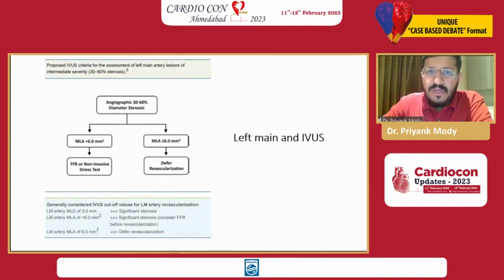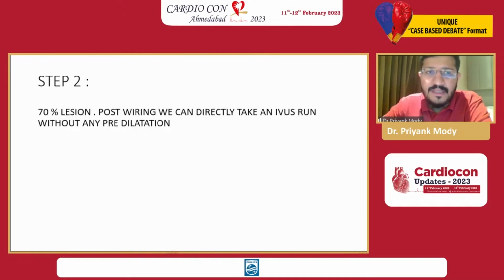So there was a correlation between IVUS and FFR, and an MLA of more than 6 correlated well with an FFR of more than 0.8, and here we could easily defer revascularization. So in step 2 in this particular patient, the first reason I wanted to use IVUS was to make sure that we do not have to use dye.